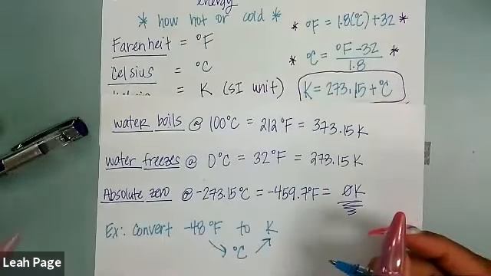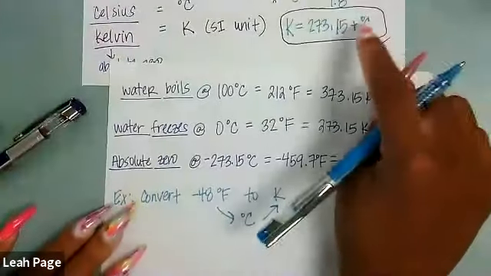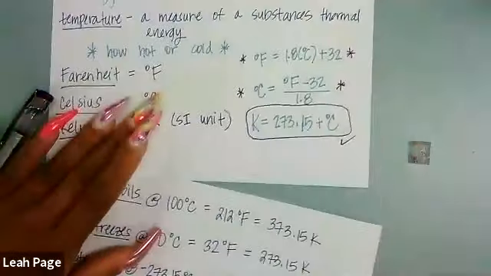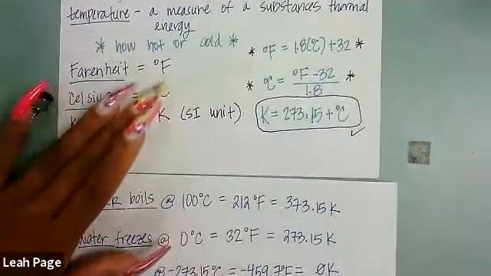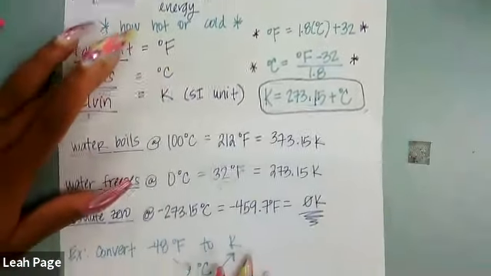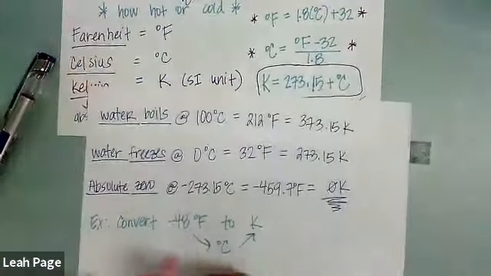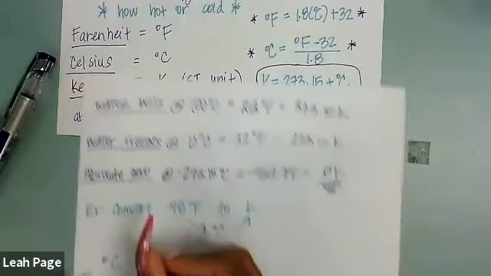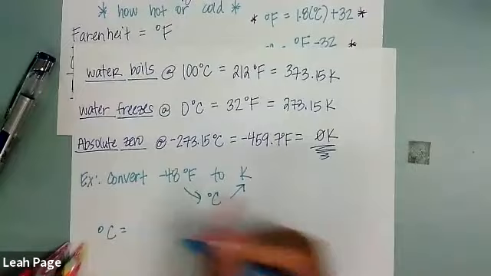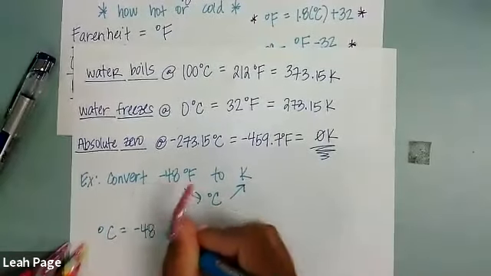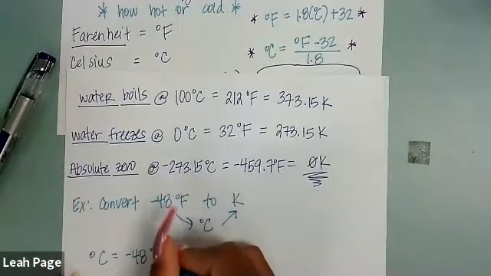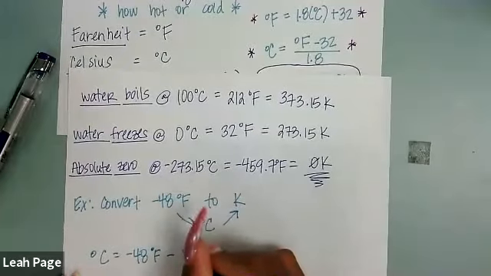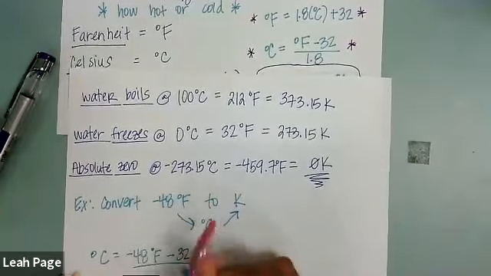So to do so, I know my degrees Fahrenheit, so I'm going to use that equation that says if I plug in the degrees Fahrenheit, I can solve for degrees Celsius. So I'm going to say -48 is my degrees Fahrenheit, minus 32 divided by 1.8.